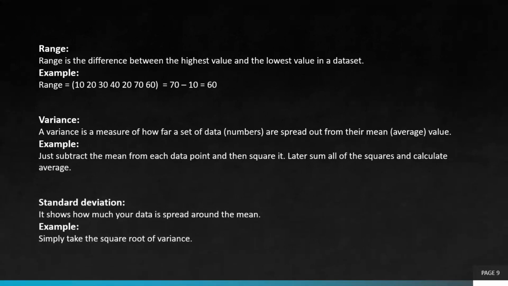What is standard deviation? It shows how much your data is spread around the mean, or how much observations are around the mean. You can just take the square root of variance and it would be the standard deviation.